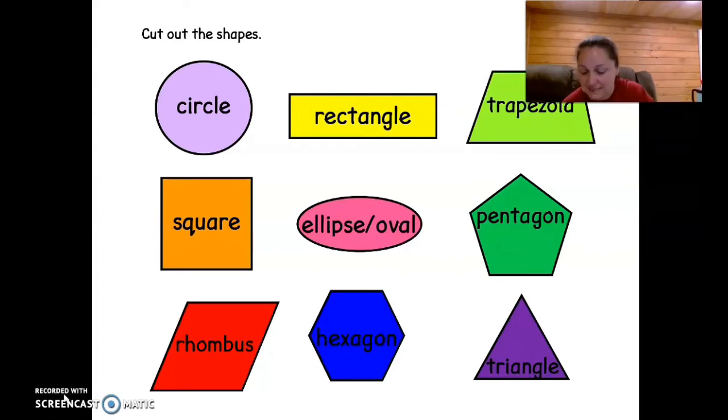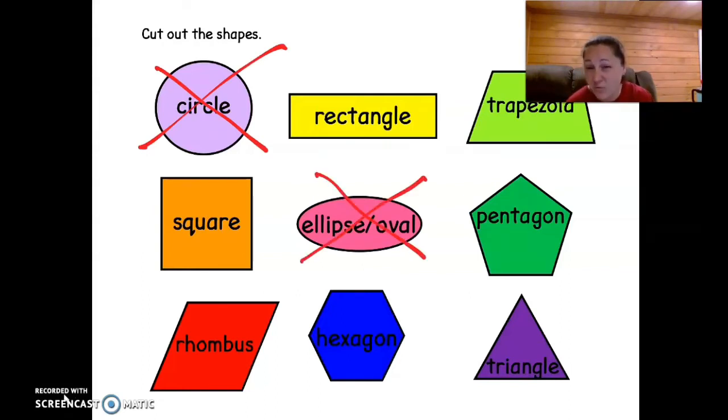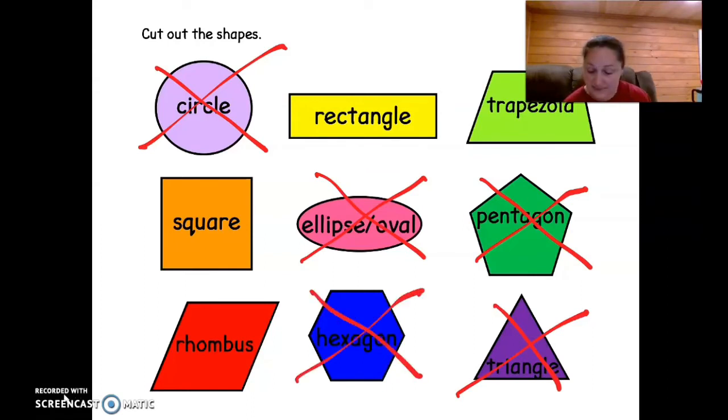This one says, I have 4 vertices, 4 corners. So let's take a look. That automatically eliminates our circle and our ellipsoid or oval. It also eliminates shapes without 4 vertices. That means it has to have 4 sides. So again, pentagon is out because he has 5 corners or 5 vertices. Triangle has 3, and our hexagon has 6.